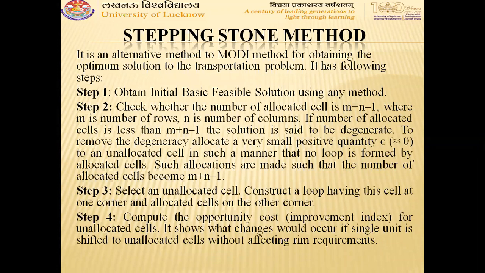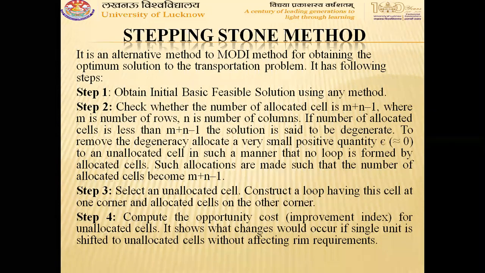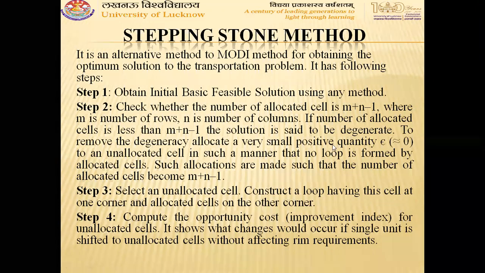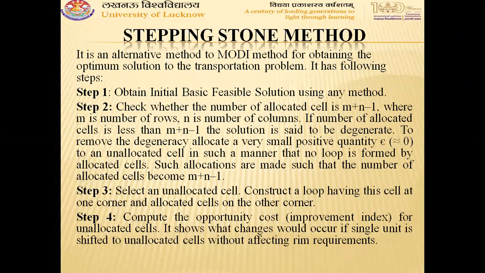If the allocated cells are less than m plus n minus 1, then solution is called as degenerate, and to remove the degeneracy we allocate a very small positive quantity epsilon to an unallocated cell in such a manner that no loop is formed by the allocated cells. The number of epsilon must be equal to the number of cells less than m plus n minus 1. If there are two cells less than m plus n minus 1, then we add two epsilons at two different places.